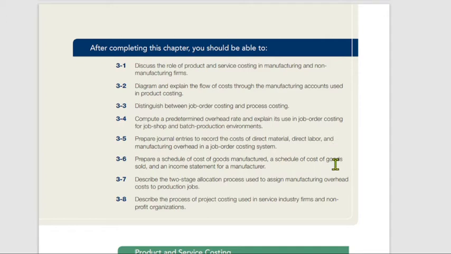We prepare the cost of goods manufactured, cost of goods sold, and an income statement for a manufacturing business. We look at the two-stage allocation process used to assign manufacturing overhead costs to production jobs. We describe the process of project costing used in service industry firms and non-profit organizations.